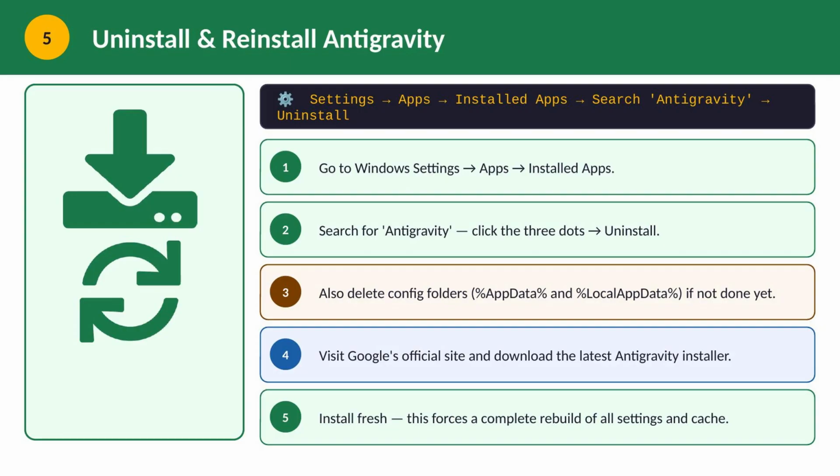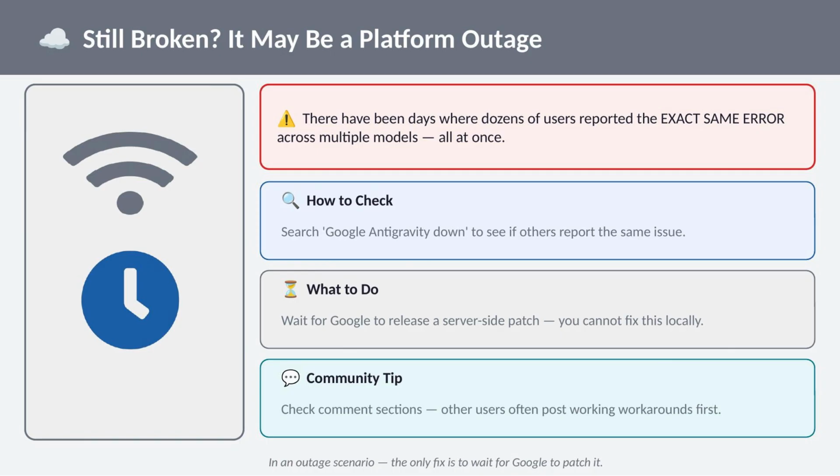If the error persists, if you have tried all of the above fixes and the error still appears, there may be a platform-wide outage. There have been days when dozens of users reported the exact same issue across multiple models. In that case, the only solution is to wait for Google to patch the issue on their end.